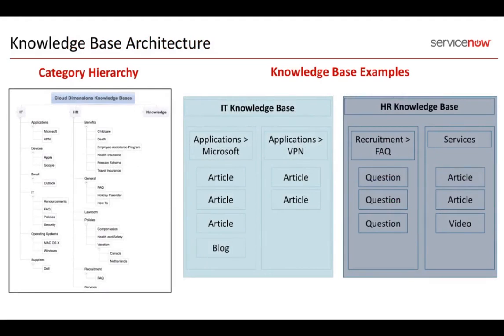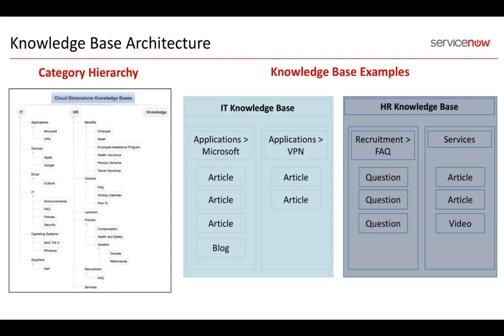So our architecture here, category hierarchy over here on the left, right? Cloud Dimensions, that's who we work for. Within that Cloud Dimensions knowledge management system, we have 3 different knowledge bases: IT, HR, knowledge. All right, so if you're in the IT department, you get access to IT. If you're in HR, you get access to HR. Knowledge is maybe just generic for everyone. Everyone gets access into knowledge. But then within those knowledge bases, we have categories, subcategories, as far out as you may want to go. That's our knowledge hierarchy over there.